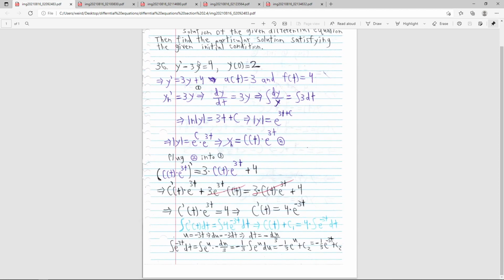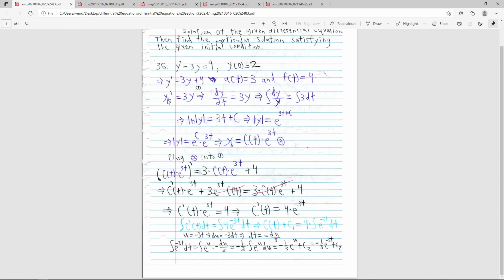So y prime minus 3y equals 4, y of 0 equals 2. So that's the initial condition. They always give it as y of something or x of something equals this or that. So before, we add 3y to both sides to get y prime equals 3y plus 4. So the a term is just 3 and the f term is 4. Not as relevant in this case because we're not plugging directly into it, but I'll state it anyway, if you wanted to do it the other way just to get the same answer and see.